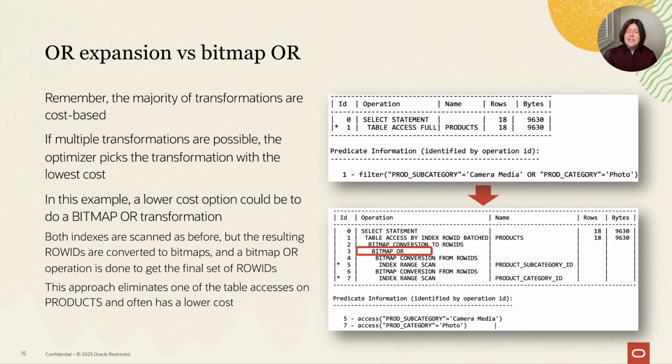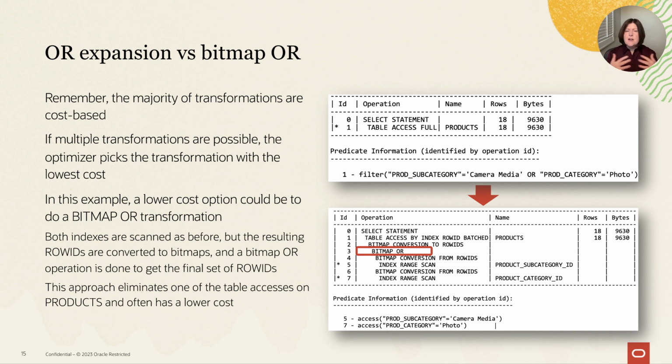I noticed for my example query there, in the newer versions of the Oracle database, it's actually going with the bitmap OR transformation for this query. So how does that work? You're going to see the execution plan looks very similar to the OR expansion plan. We're able to access the 2 single column indexes, so for both subcategory and category, but instead of converting those row IDs into actual rows from the table, we're going to convert them into bitmaps.